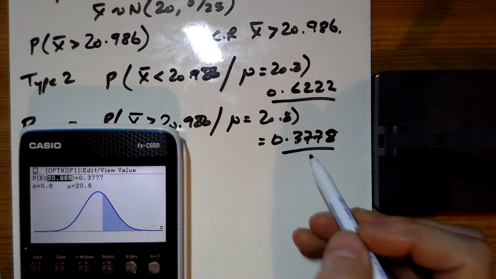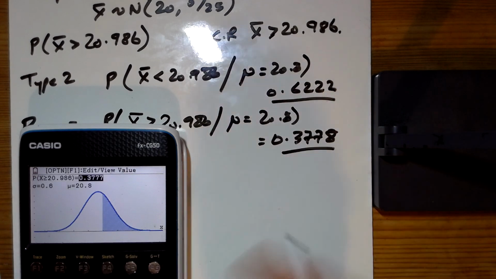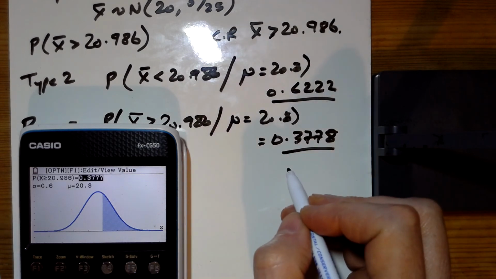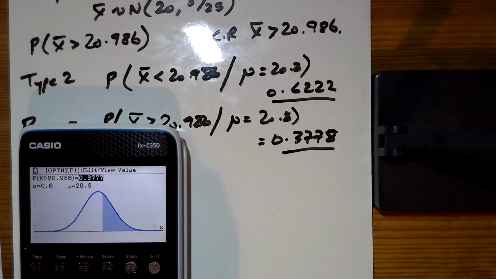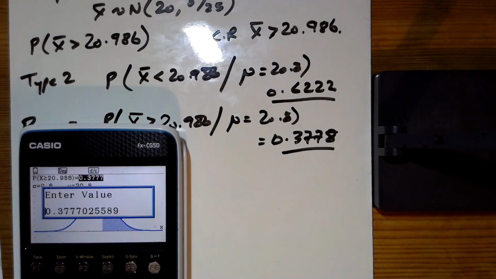And the thing is, this is right. We wanted to reject it. And so the power of this test is 0.377. What does it look like? It is actually 0.3778. So the rounding error there.